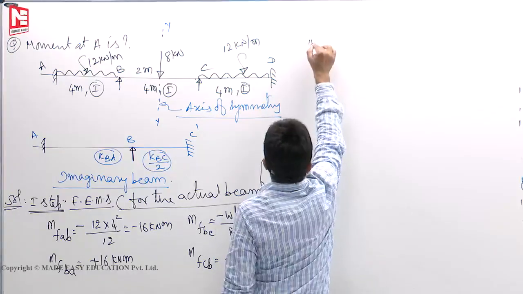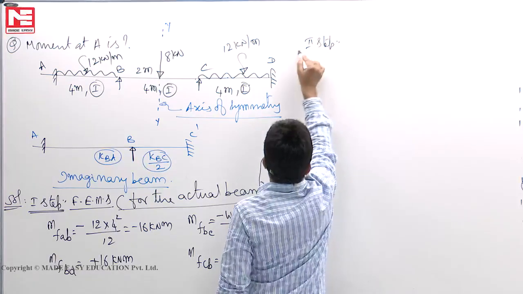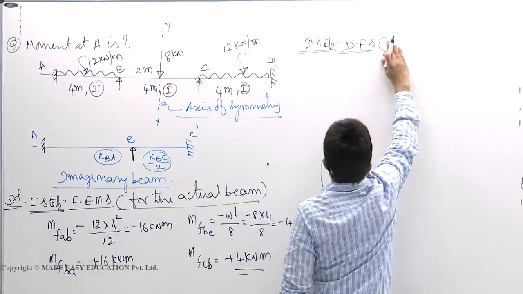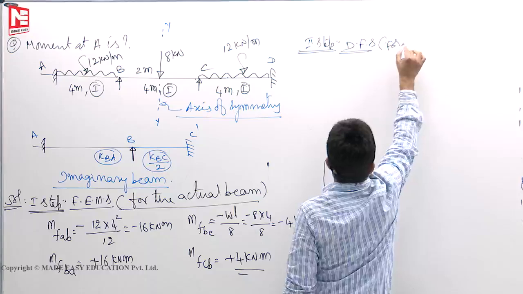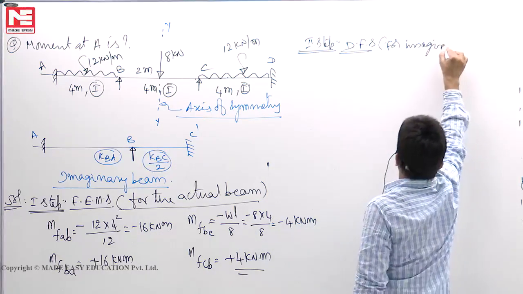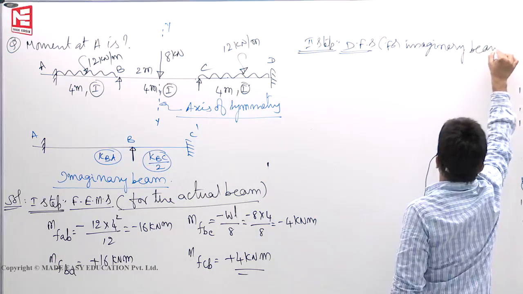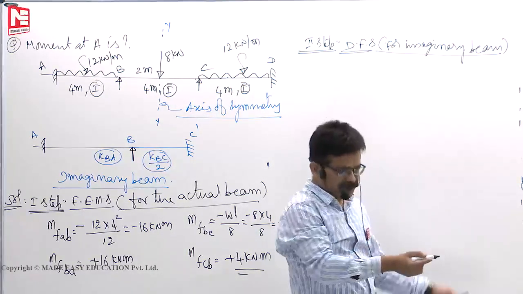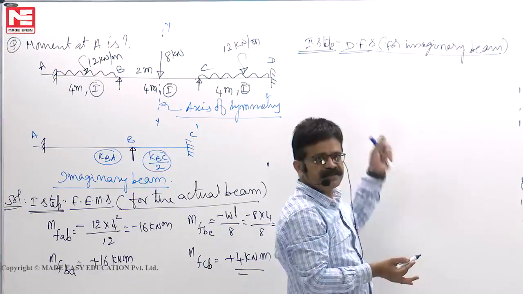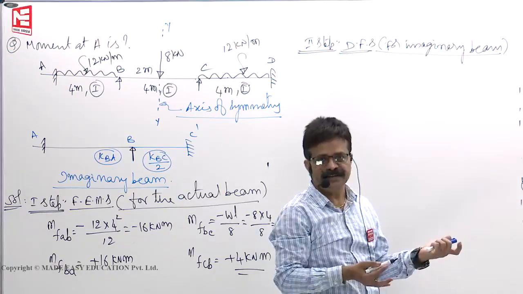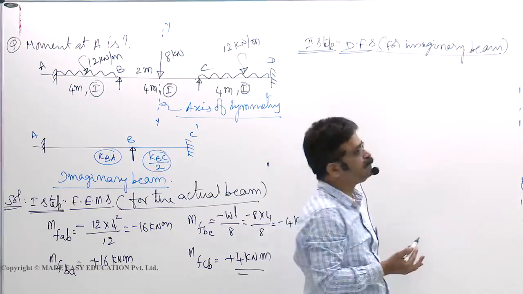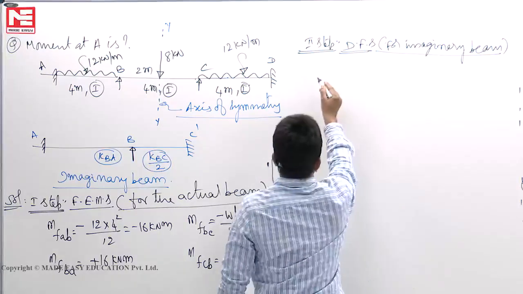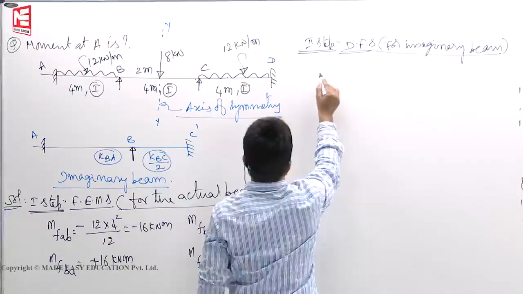Next, second step. Second step is distribution factors. This you will do for the imaginary beam. Because distribution factors for the imaginary beam, when you are distributing the end moments, are the same, because for the same end moment, same slope you are getting. So stiffnesses are same. Accordingly, we have adjusted the imaginary beam stiffness. So distribution factors. First, only at B is sufficient.